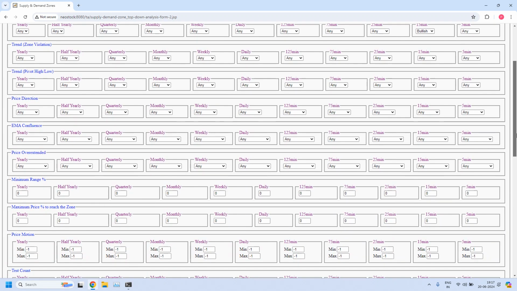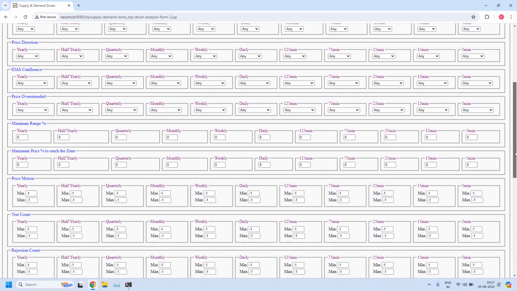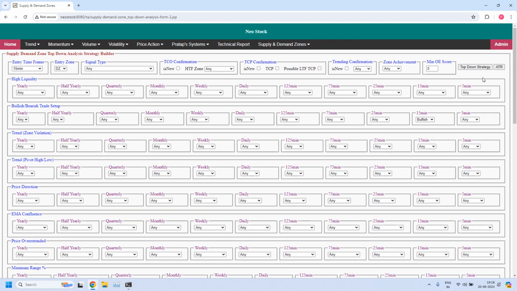And the 3 filters, pierced count should be 0 for 15 minutes zones. So minimum value 0. And the maximum value 0, indicates zone is not pierced. 15 minute zone is not pierced. And zone achievement is VOZ, violated opposing zone. And the minimum odd enhancer score is 12.